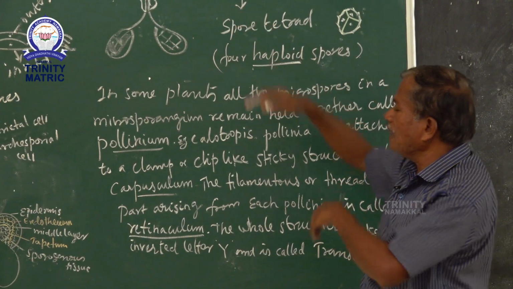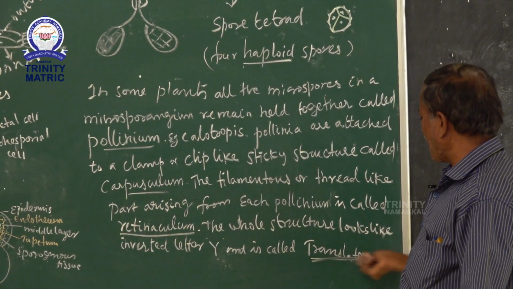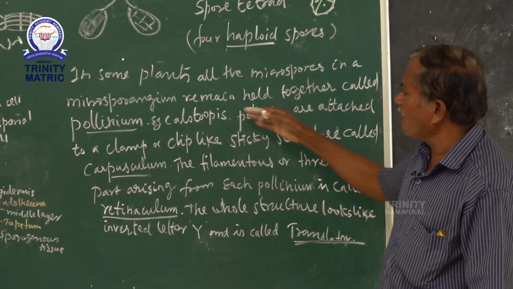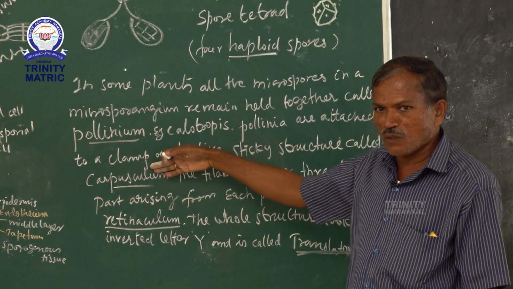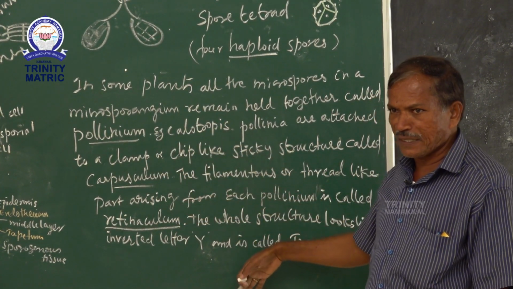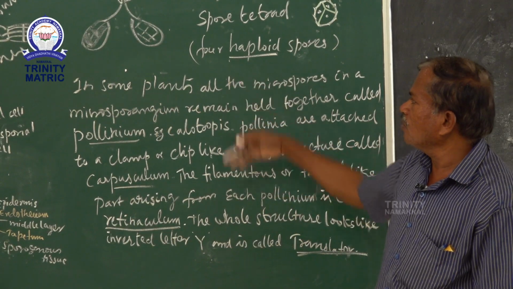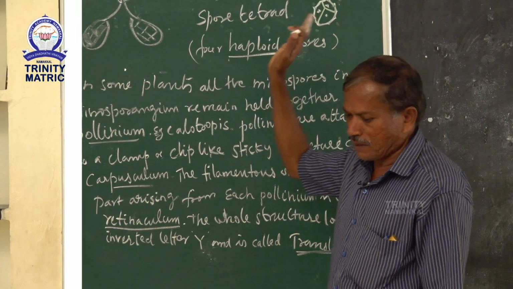So they are called a translator. What's the name? This is called a translator. So these are also important: the pollinium, corpusculum, retinaculum, and the translator. Somebody may ask a 1 mark or 2 mark question, so thoroughly prepare this topic.